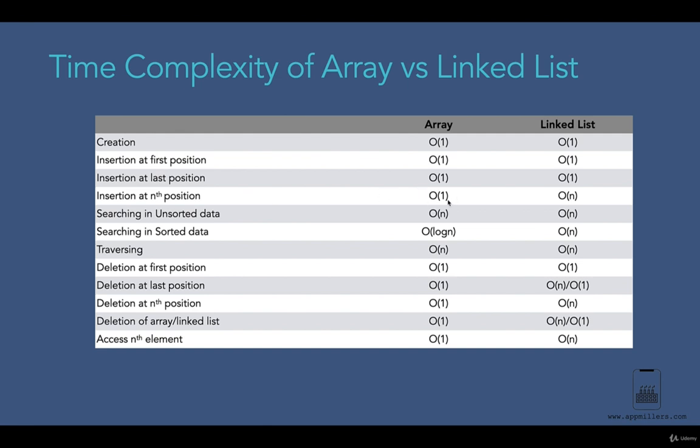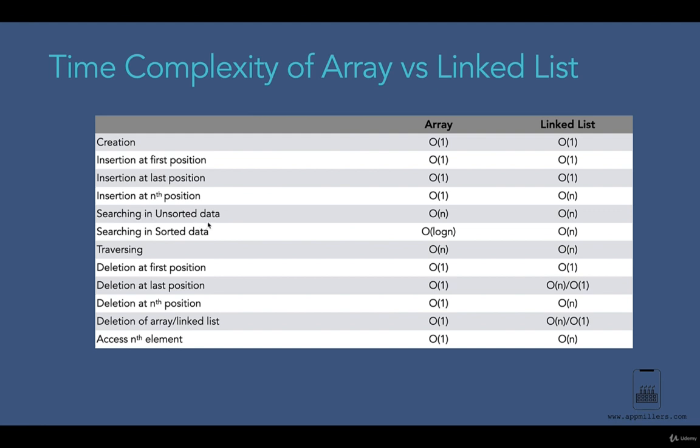Now the next operation is insertion at nth position. Now in case of array, this one will take O(1) time complexity because here also we are going to use n to access the cell and update that value in the array. But in case of linked list, we have to loop through the linked list until we find the nth location. So when we find it, we are going to change the references of these nodes and update their references to insert a new node at this location. So that's why this loop will take O(n) time complexity.